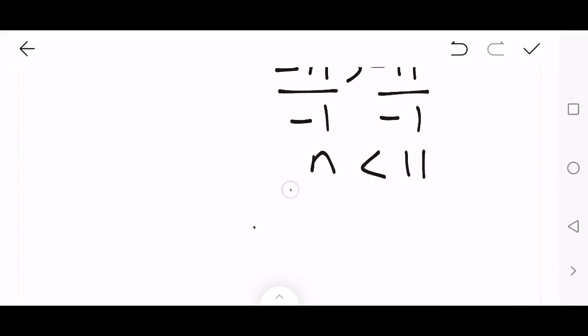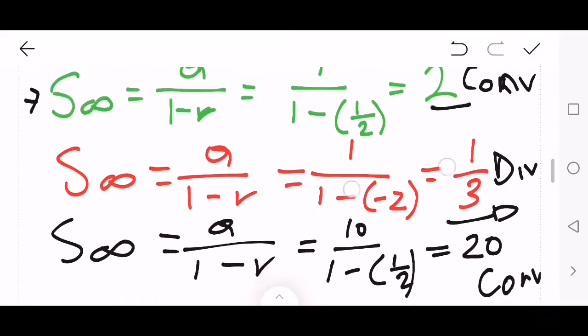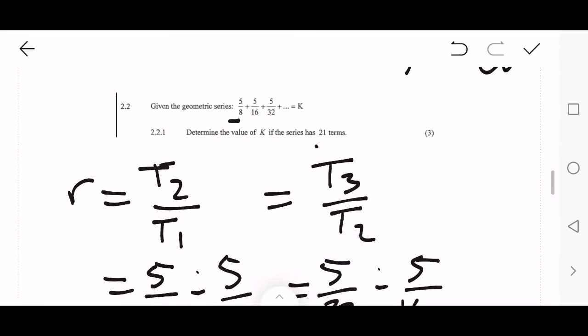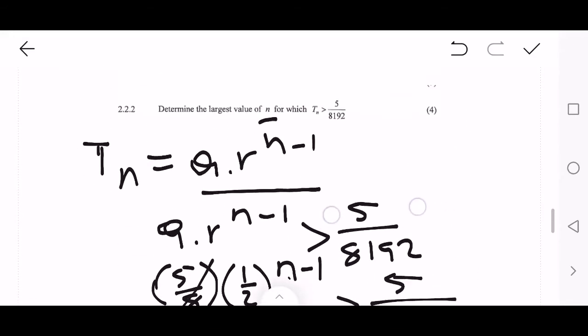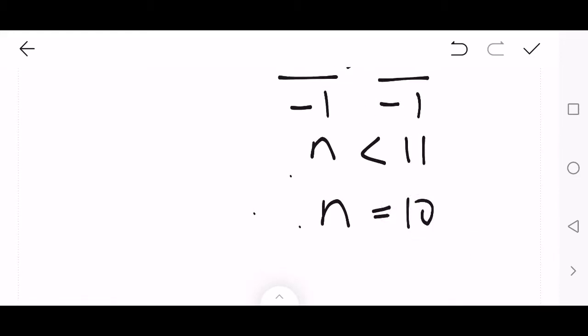So therefore the value of n for which Tn is greater than 5 over 8192 is equal to 10, because that value should be less than 11, but it should not be equal to 11.